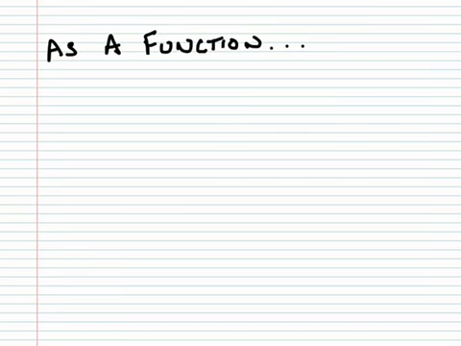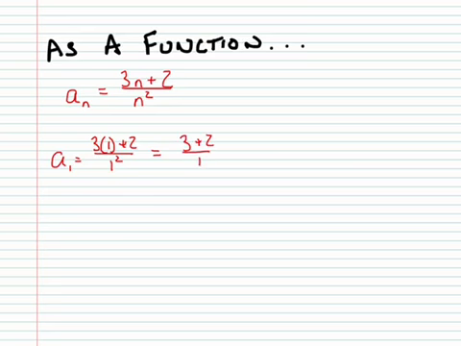As a function, we tend to use a sub n notation, not your traditional function notation. So we would write this particular sequence as a sub n equals (3n plus 2) all divided by n squared. To find our individual terms then, we simply plug a 1 into the n position, finding out that a sub 1 would then be 5.